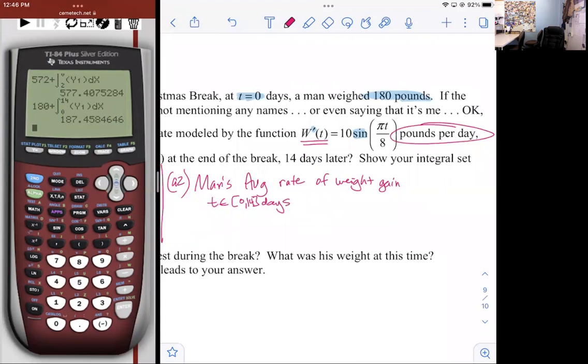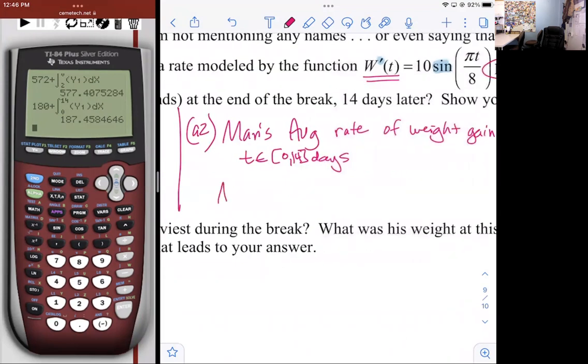W prime is his rate of weight gain. I want the average of that y value. That's the integral over the width. So here it is. The average is going to equal the integral from 0 to 14 of W prime of t dt over 14 minus 0. Integral over width. All right, now back to the calculator.